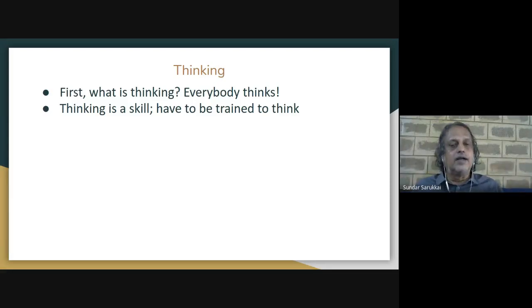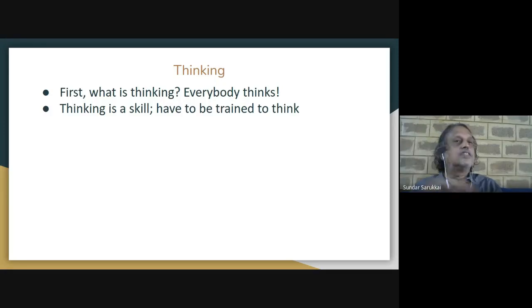Similarly, in art, you just don't open your eyes and say, oh, that's a nice painting, or that's a bad painting, or that's good music or bad music. You have to be taught how to see and how to listen, because it's a skill. Once I teach you how to look at a painting, how to analyze it, see the hidden dimensions in it, you will then see the painting. Until then, you're just looking at it.